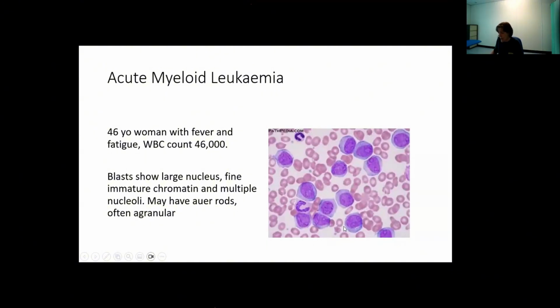So what we look at for blasts is to look at the nucleus. We look at the cytoplasm, and a key indicator of acute myeloid leukemia would be these things called Auer rods, but they're not always there, and it can often be, they can be completely agranular, so have no granules.